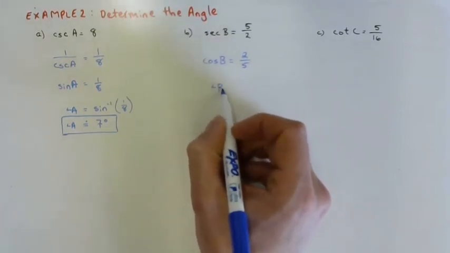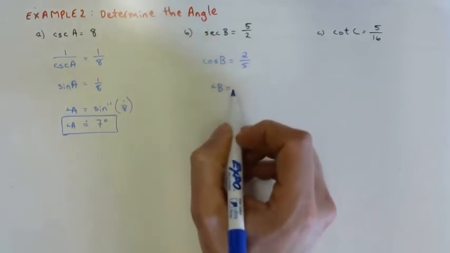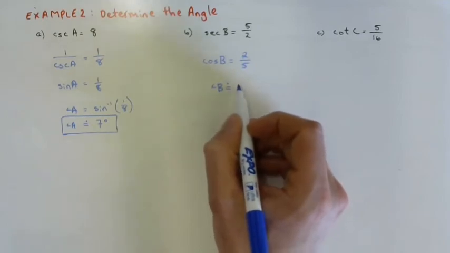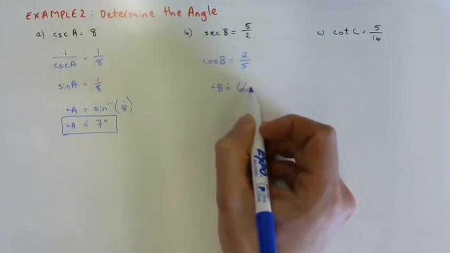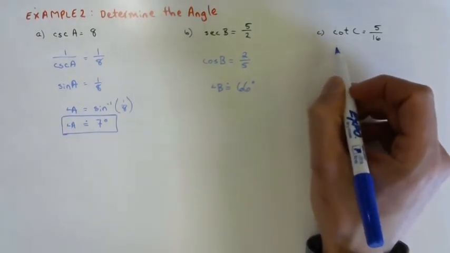Now I can put the inverse cosine of 2/5 in the calculator. And I'll get? 66 what's? Degrees. Okay, we have agreement. Last one, cotangent.